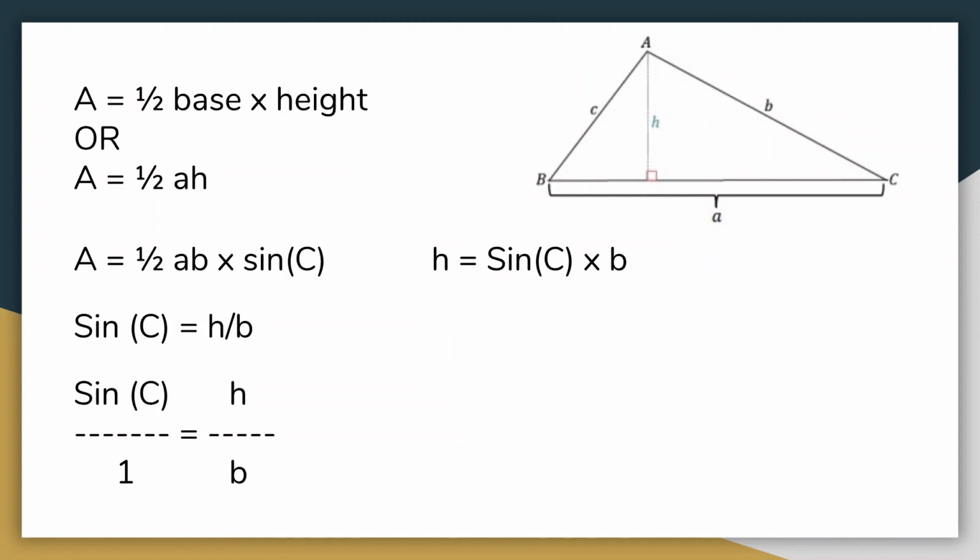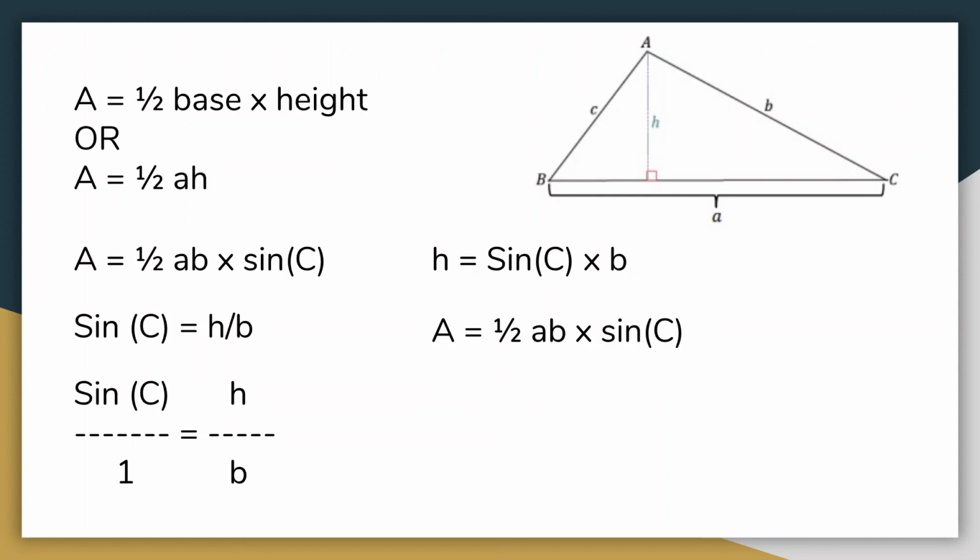So all we have to do then is substitute sine of C times B in for H. Because if H is equal to sine of C times B, then we can just swap those two things out. And that is how we get the area equals 1/2 A times B times the sine of C, because sine of C times B is substituted in for H, and we just proved that H is equal to sine of C times B. Area equals 1/2 AB times sine of C, and this works for any angle of the triangle.